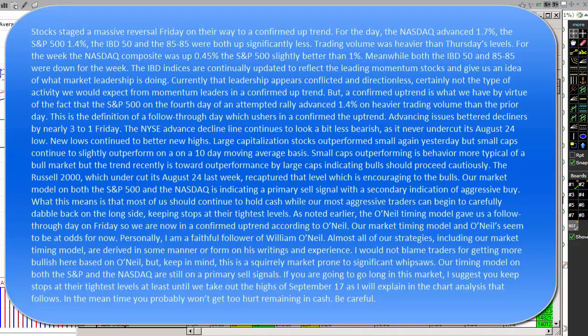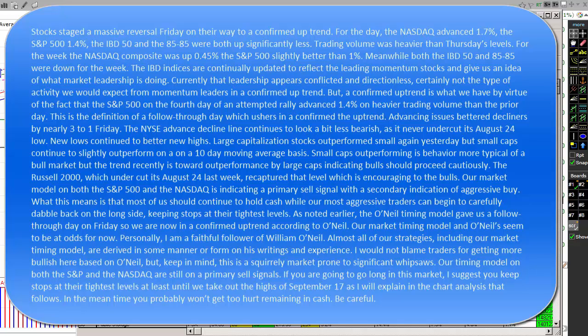Stocks staged a massive reversal on Friday on their way to a confirmed uptrend. For the day, the Nasdaq advanced 1.7%, the S&P 500 1.4%, the IBD 50 and the IBD 85 were both up significantly less. Trading volume was heavier than Thursday's levels. For the week, the Nasdaq Composite was up 0.45%, the S&P 500 slightly more than 1%. Meanwhile, both the IBD 50 and the 85 were down for the week.